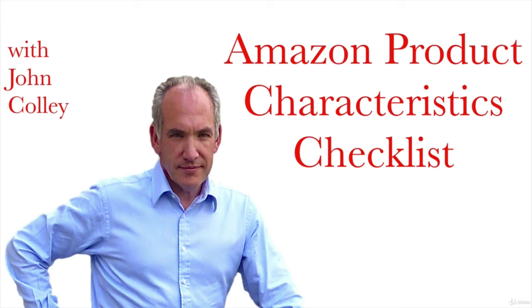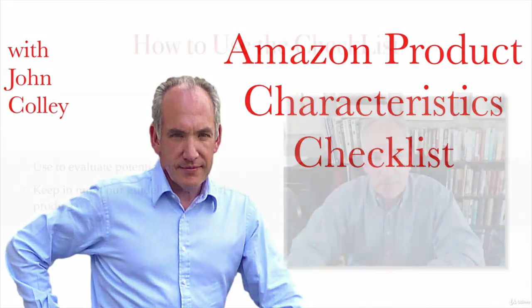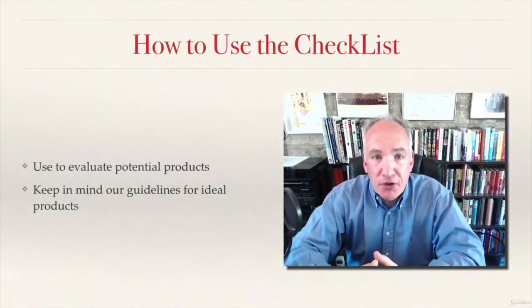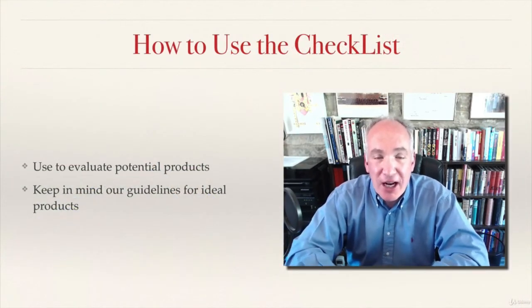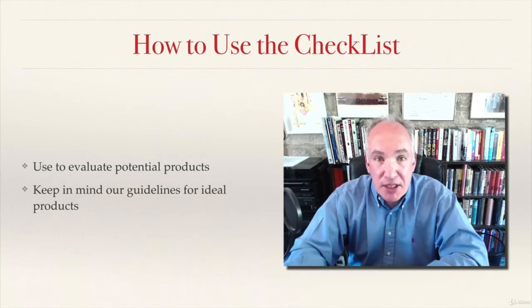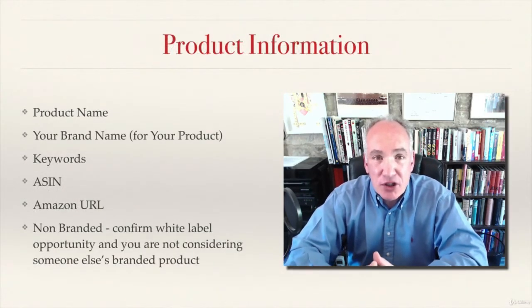To help your evaluation, I want to take you through this Amazon product characteristics checklist, which I've put together to help you screen products. The purpose of using this is to evaluate potential products that you can sell. And when you're doing this, you need to keep in mind the ideal guidelines for product characteristics that we've already outlined to you. The first section of the checklist is all about the product information.